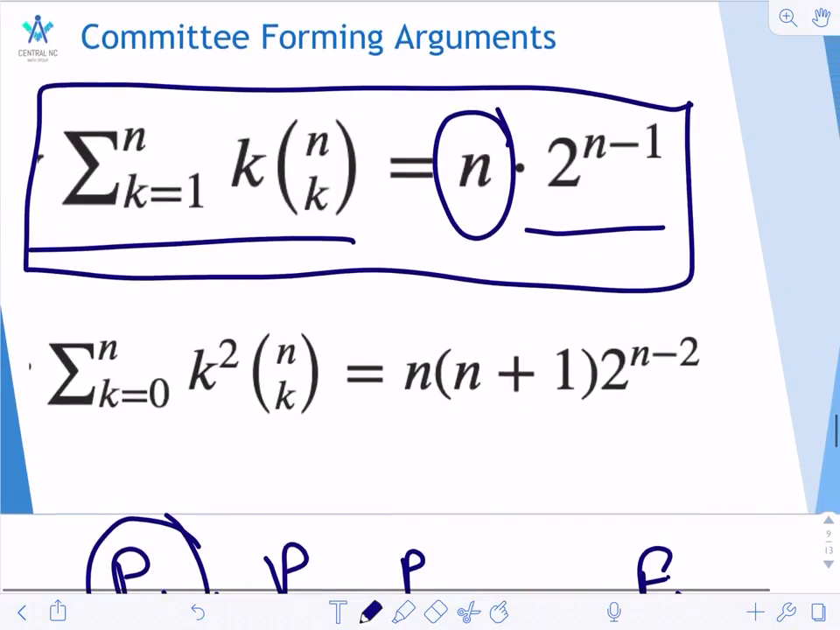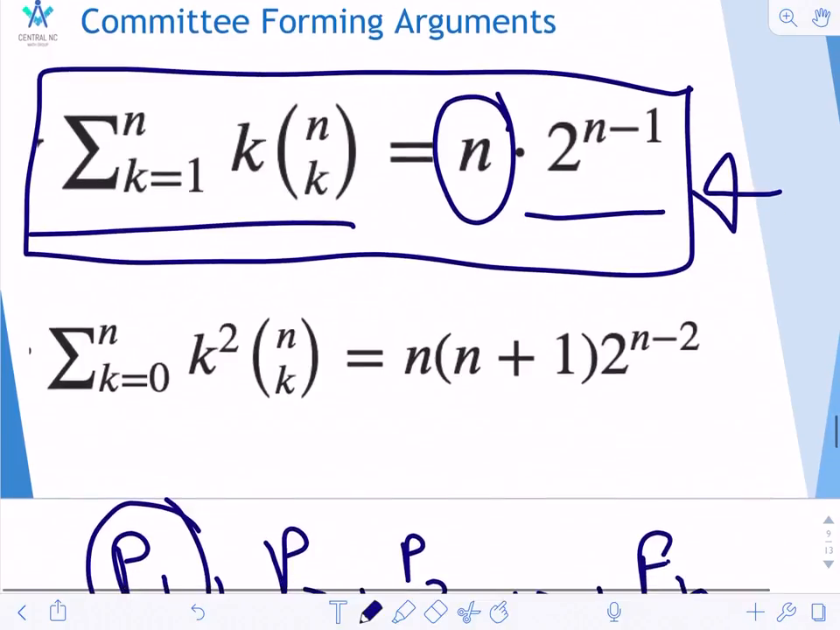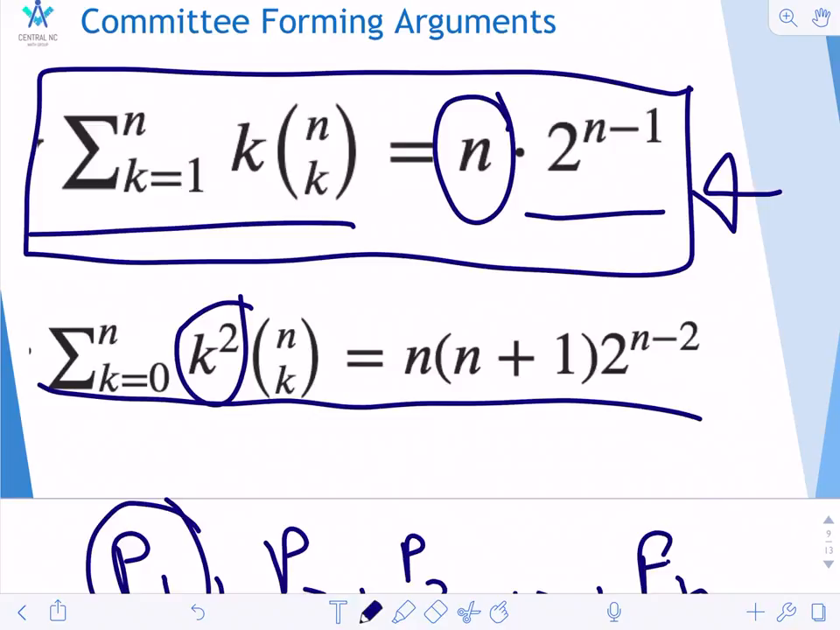All right, and once you've decided who the leader should be and who should be in the committee, then you've fully formed a committee. So this identity has to hold true. I encourage you to think about what happens if you instead replace this k with a k squared, and try to prove this second identity here.